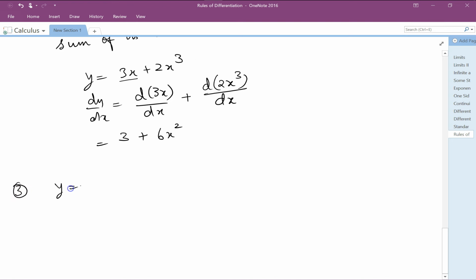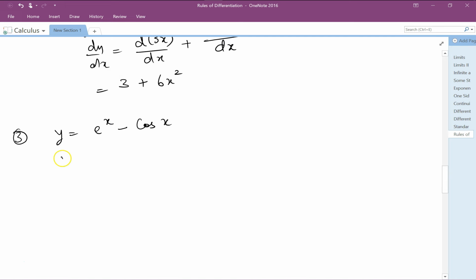Now let's look at the next rule. Let's say y is equal to e to the power of x minus cos x. In general, remember this is a function of x. So let's say this is u, and this is again a function of x, let's say this is v. So now we have subtraction of functions.